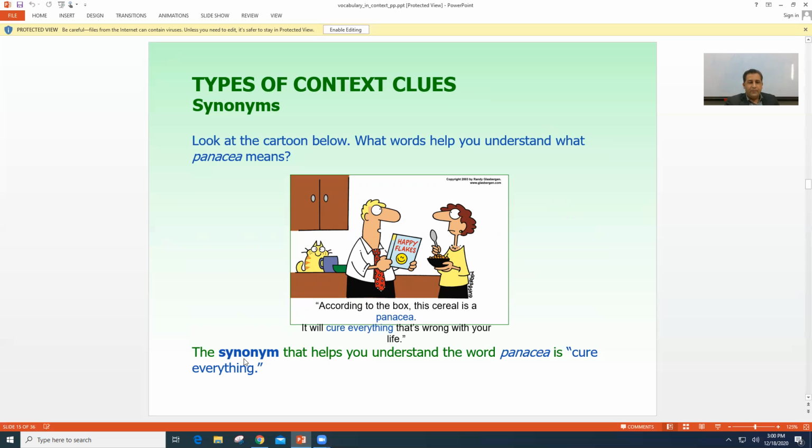So the synonym that helps you understand the word panacea is cure everything. So if something cures everything, it is a panacea. Okay, so in this sentence, we have got another type of context clues, which is synonym. So the synonym for panacea here is cure everything. So the synonym has helped us to know the meaning of panacea.